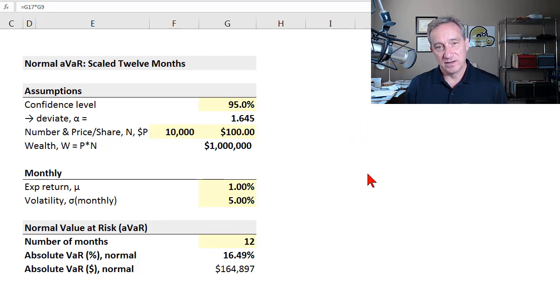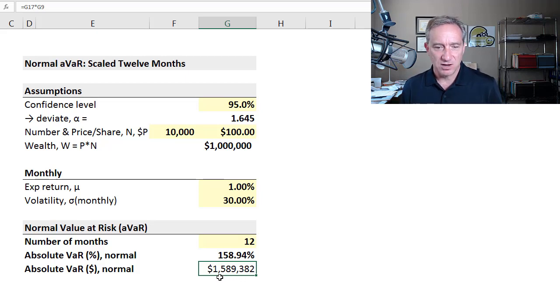Okay, so what is one weakness of assuming that the arithmetic returns are normally distributed? Well, here's one weakness. Let me kick the volatility up to 30%, and you'll notice I get an absolute VaR of 158%, and that's telling me my worst expected loss is almost 1.6 million relative to the initial value of $1 million. Wait a second, I can't lose more than $1 million. Here is a key weakness of assuming that the arithmetic returns are normally distributed, and that is that our distribution makes it possible for us to assume we could lose more than the portfolio's wealth.